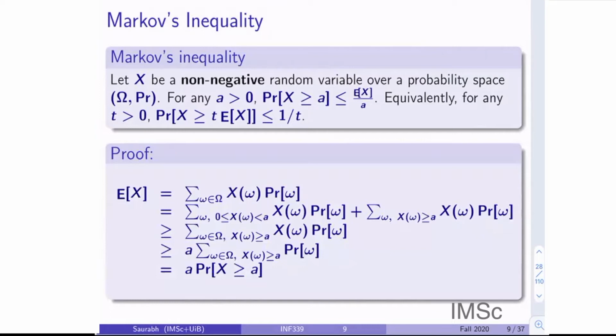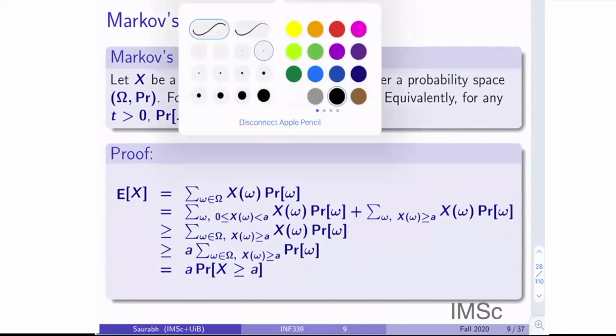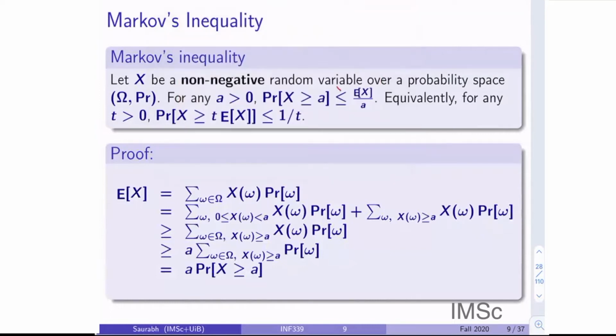And we are interested in what? Probability X greater than or equal to a. This is what we are interested in. So now when I look at here, what I know is that for all this summation, X(w) is greater than or equal to a. And this is where we use the fact that X is a non-negative random variable. Okay, it doesn't take negative values.